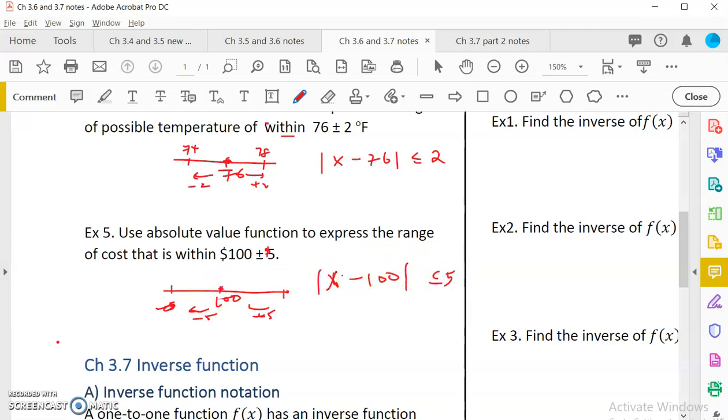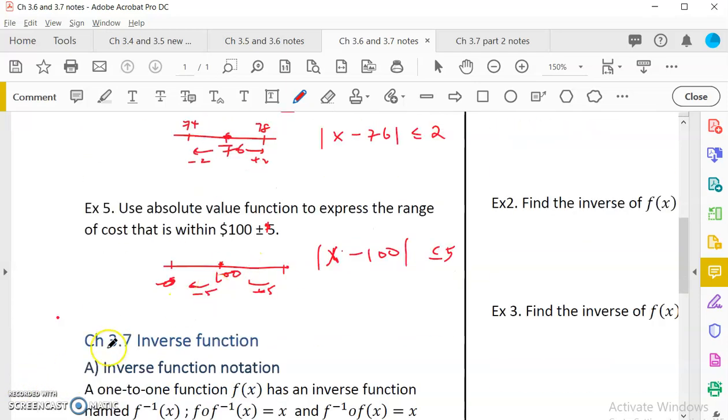So that's all you need for chapter 3.6. It's just very straightforward. We use a lot of transformations, and also the fact that the absolute value function is used to model distance.